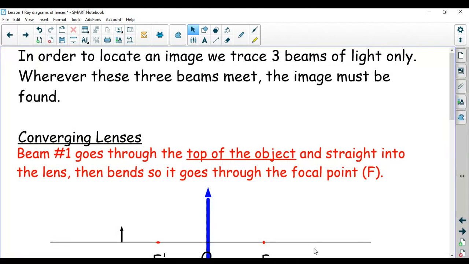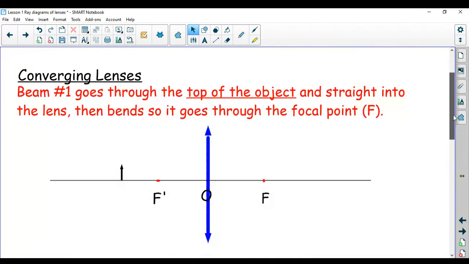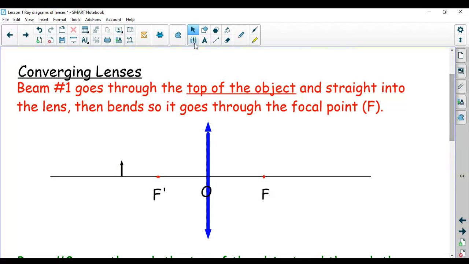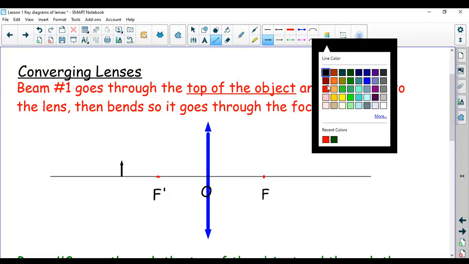Now, when light actually goes through a lens, millions of beams of light go through it and millions of beams of light cross on the other side. It's just we don't want to trace millions of beams of light. And therefore, we're only going to pick three. And we've picked three very specific ones that are easy to draw. That's why we chose them. So we're going to start off by drawing our first one.